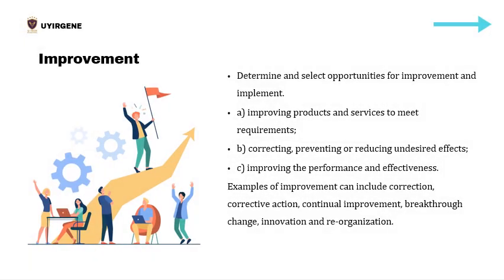The organization shall determine and select opportunities for improvement, and implement any necessary actions to meet customer requirements and enhance customer satisfaction. These shall include improving products and services to meet requirements, as well as to address future needs and expectations. Correcting, preventing or reducing undesired effects. Improving the performance and effectiveness of the quality management system. Examples of improvement can include correction, corrective action, continual improvement, breakthrough change, innovation and reorganization.